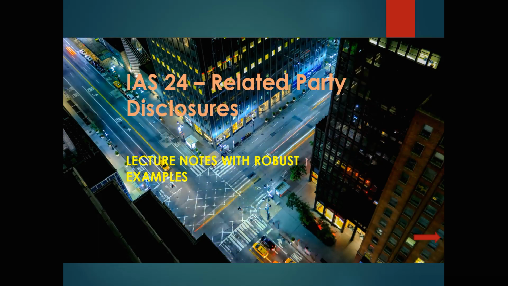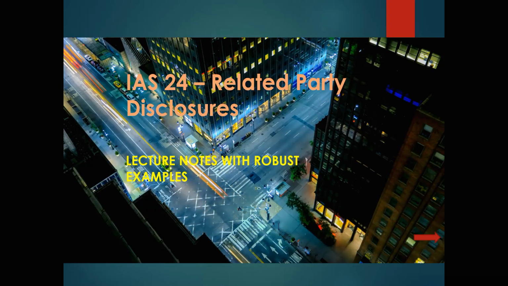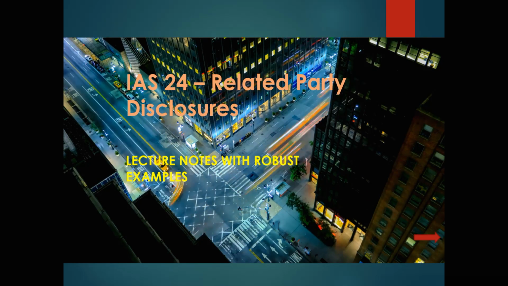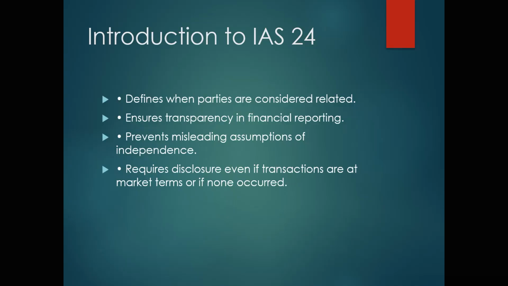Yes, IAS 24 is related party disclosure. So it's talking about how you disclose related party transactions that you have with people who are close to you. So I'll just run through it. It's very straightforward. The introduction to IAS 24 defines when parties are considered related parties, ensures transparency in financial reporting, prevents misleading assumptions of independence, and requires disclosure even if transactions are at market value, which is at arm's length. Even if none occurred, you need to disclose.